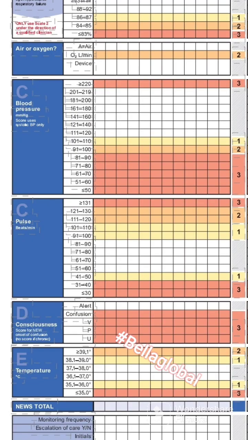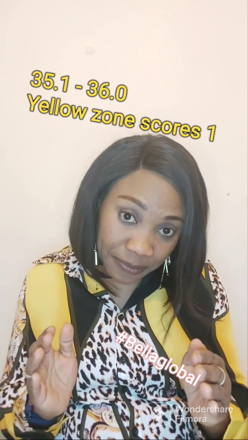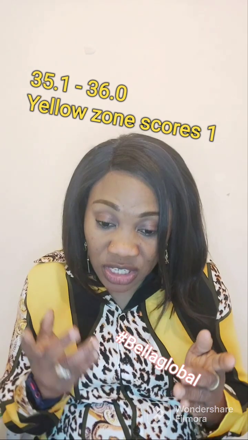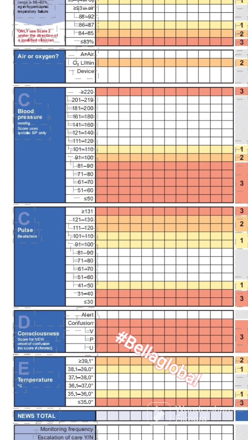However, if the patient scores a temperature, let's say 35.8, that's a 1. It's just like a warning sign. Something is wrong. The temperature needs to come up a little. And that means we have to place this in the box of 35.1 to 36. So it scores a 1, which is the yellow zone. However, anything from 36.1 to 38 is a 0.